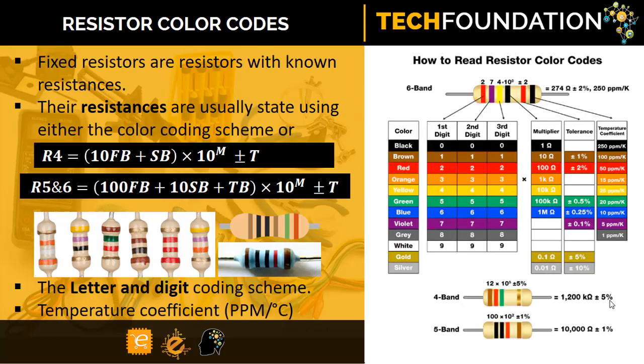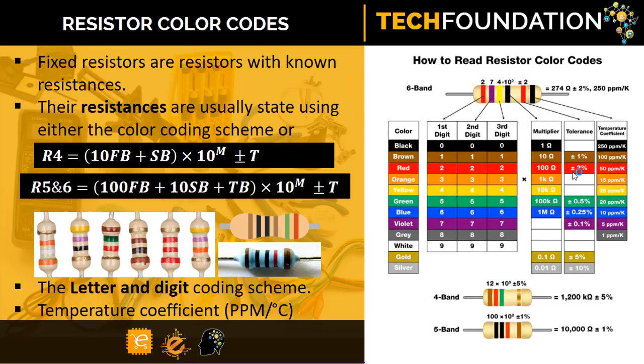A fixed resistor is a resistor whose resistance is known and stays the same. The resistance of a fixed resistor is usually stated either by using the color coding scheme or the letter and digit coding scheme. This table shows the interpretation of the resistor color coding scheme. Generally, the scheme is made up of significant figures, multipliers, and tolerance. Some fixed resistors have 4 color bands. There are also 5-band and even 6-band resistors, but the common ones are the 4-band fixed resistors.